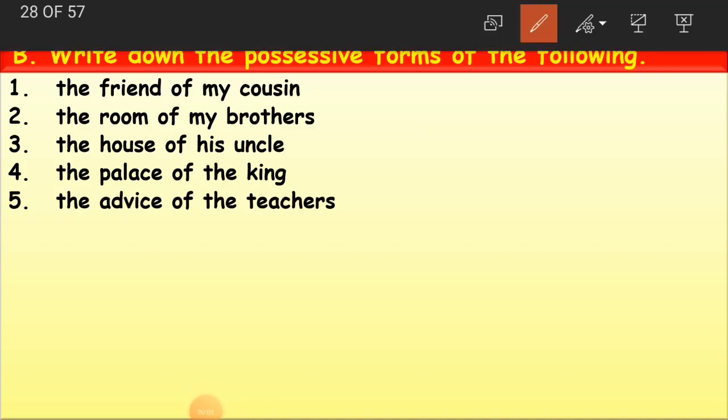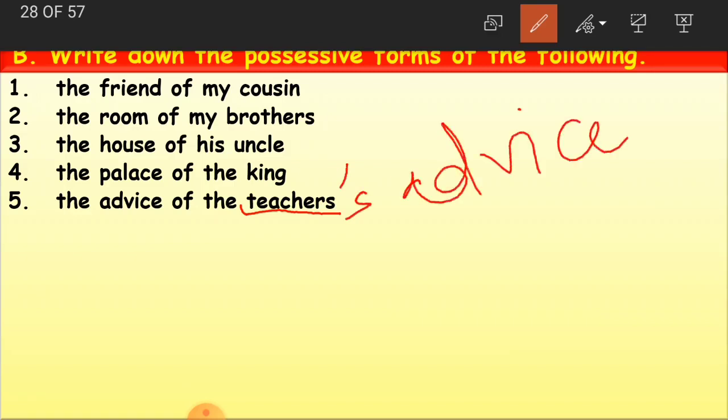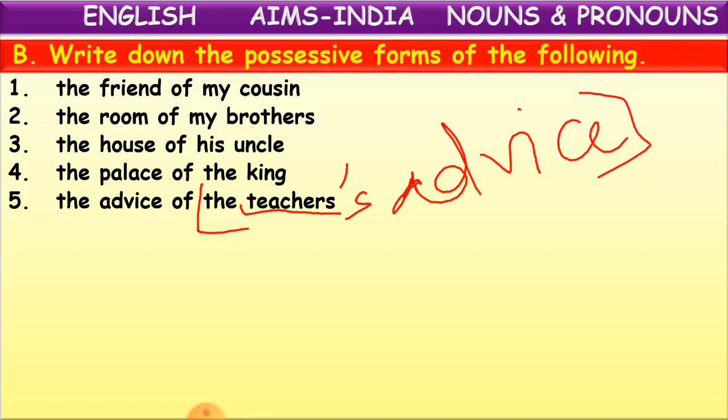Yes, children, here the sentence is the advice of the teachers. Teachers is the noun, and it is in plural form, so it ends with s. The noun ends with s. Now, how do we have to write, children? You have to put the apostrophe after s. The teachers' advice. This will be our sentence. Clear, children?